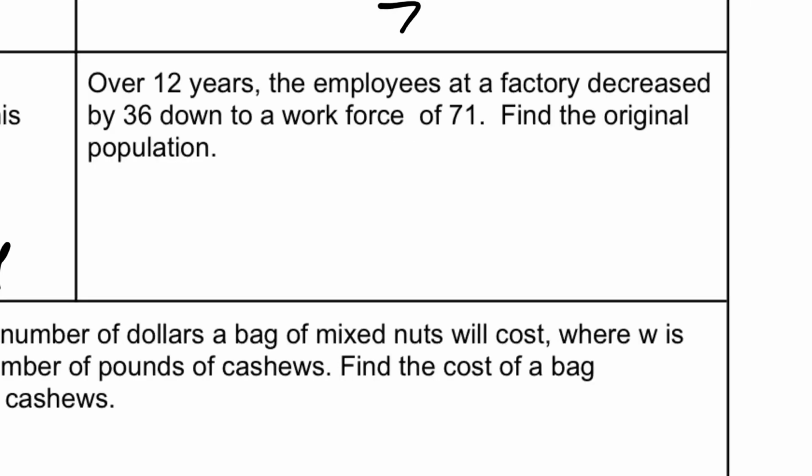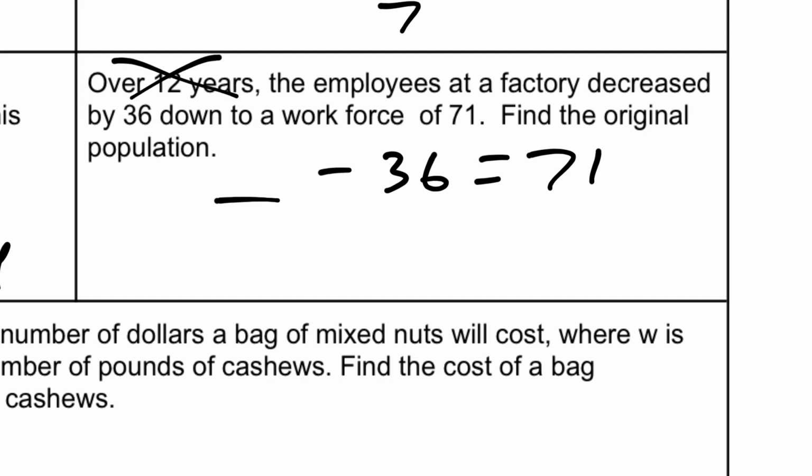Here we have a scenario with some numbers that matter and some that don't, and we're going to find out the missing value. So some unknown original population decreases by 36, and now it's 71. Turns out this 12 was just a distractor. What we can do here is add 36 to both sides, and we can find out that this missing value is 107.